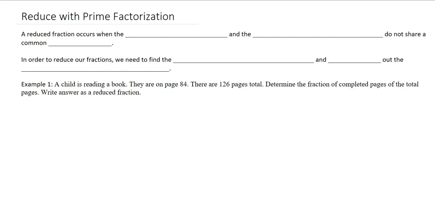Reduce with prime factorization. A reduced fraction occurs when the numerator and the denominator do not have a common factor. That could be like 2 out of 5, right? Like 2/5. They don't have any common factor on the top or the bottom.